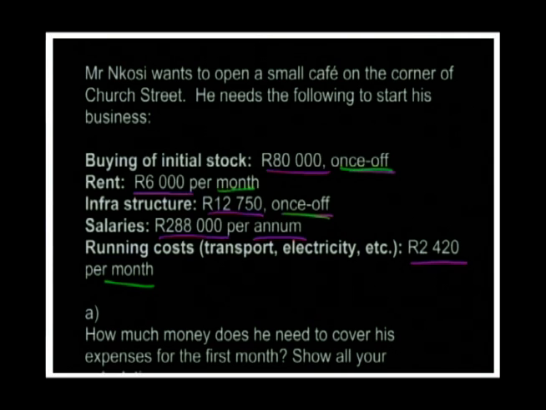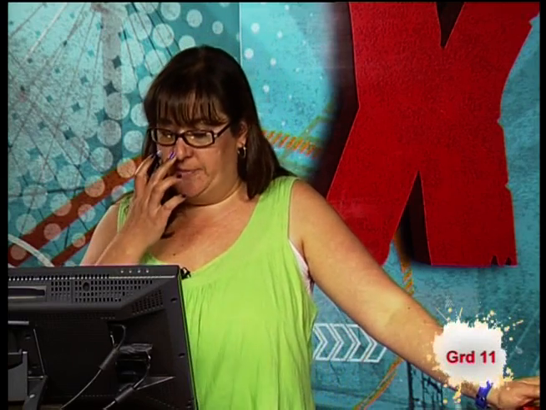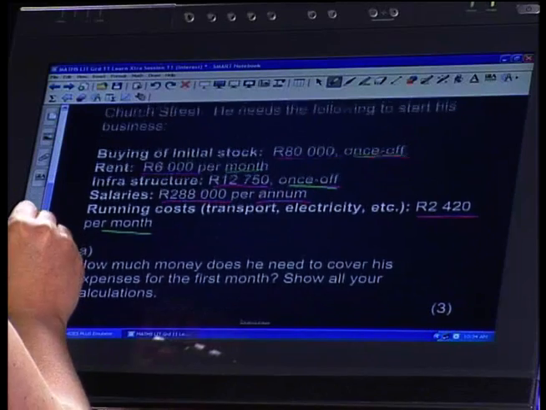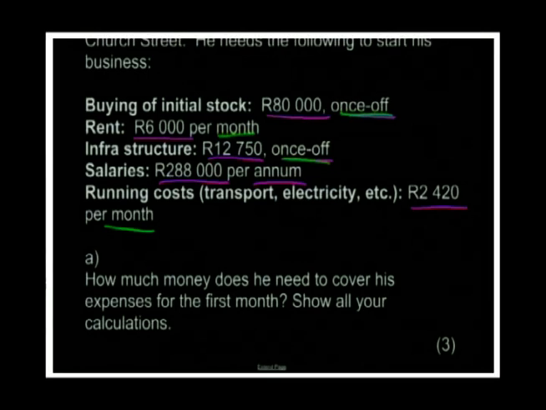And then I've got another one of per annum. So I realized that there are different criteria for each one of these things that they've given me, and I need to bear that in mind when I answer the question. So let's start and see what the question asks. How much does he need to cover his expenses for the first month? And show all your calculations.